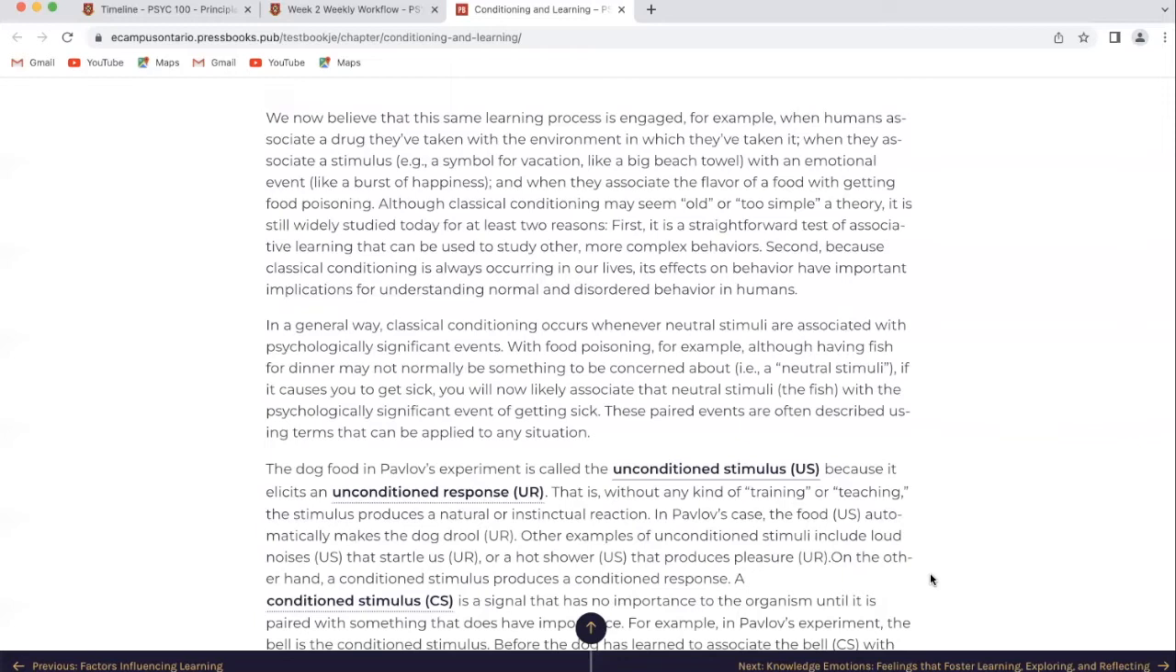Although classical conditioning may seem old or too simple a theory, it is still widely studied today for at least 2 reasons. First, it is a straightforward test of associative learning that can be used to study other, more complex behaviors. Second, because classical conditioning is always occurring in our lives, its effects on behavior have important implications for understanding normal and disordered behavior in humans.